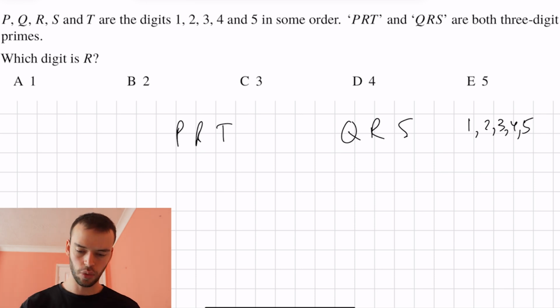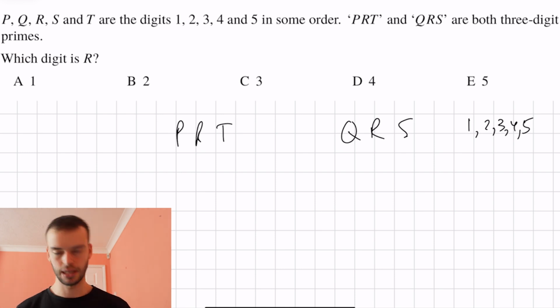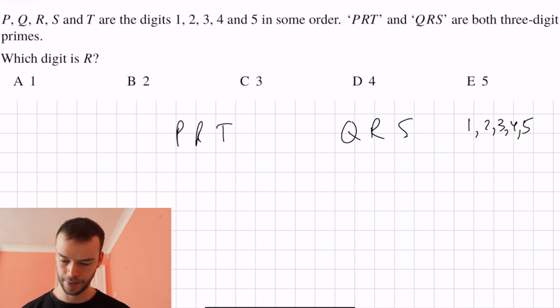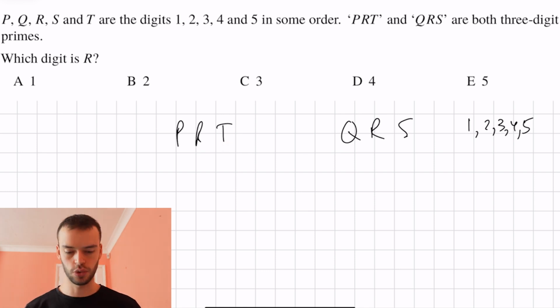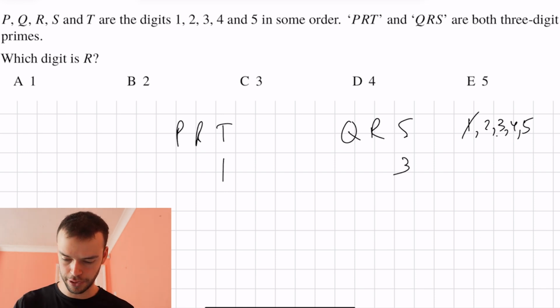Cool. Now, what do we know about prime numbers? Well, for three-digit prime numbers, we know that they can't end in an even number, otherwise they'll be divisible by 2 and therefore not prime. They also can't end in 5 because then they'll be divisible by 5 and not be prime. So we know that they must end in 1 and 3. So let's say that T equals 1 and that S equals 3.